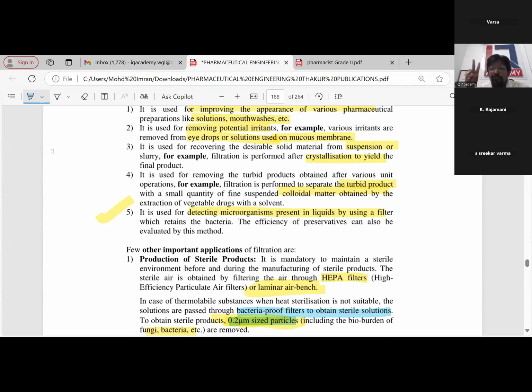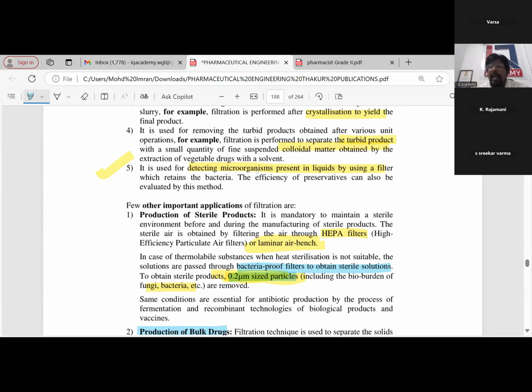Today's class covers the HEPA filter. HEPA means high efficiency particulate air filter. Please write down that everywhere in laminar air flows, in your air conditioners, we are going to use these HEPA filters. Very, very important. And in bacterial proof filters and membrane filters, we use 0.2 micron size.